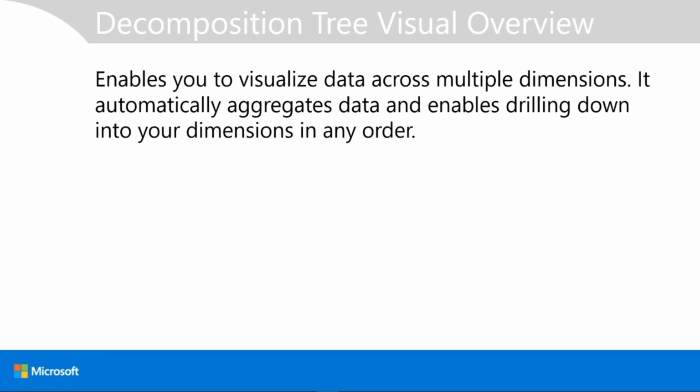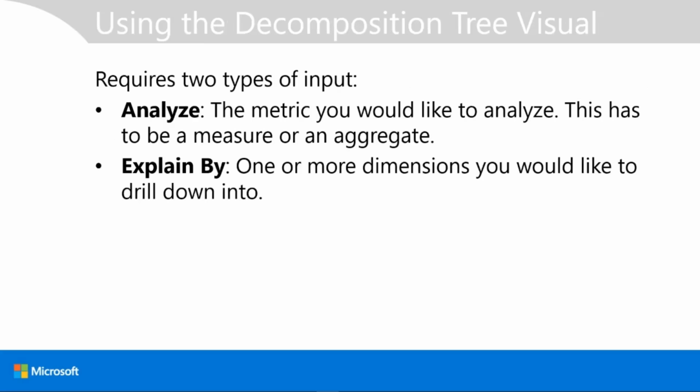Okay, so next we'll take a look at the decomposition tree visual. So this enables you to visualize data across multiple dimensions. It automatically aggregates data and enables drilling down into your dimensions in any order. To use the decomposition tree visual, this requires two types of input. We require the analyze, which is the metric we'd like to analyze, and this has to be a measure or an aggregate, and explain by, which is one or more dimensions we'd like to drill down into.